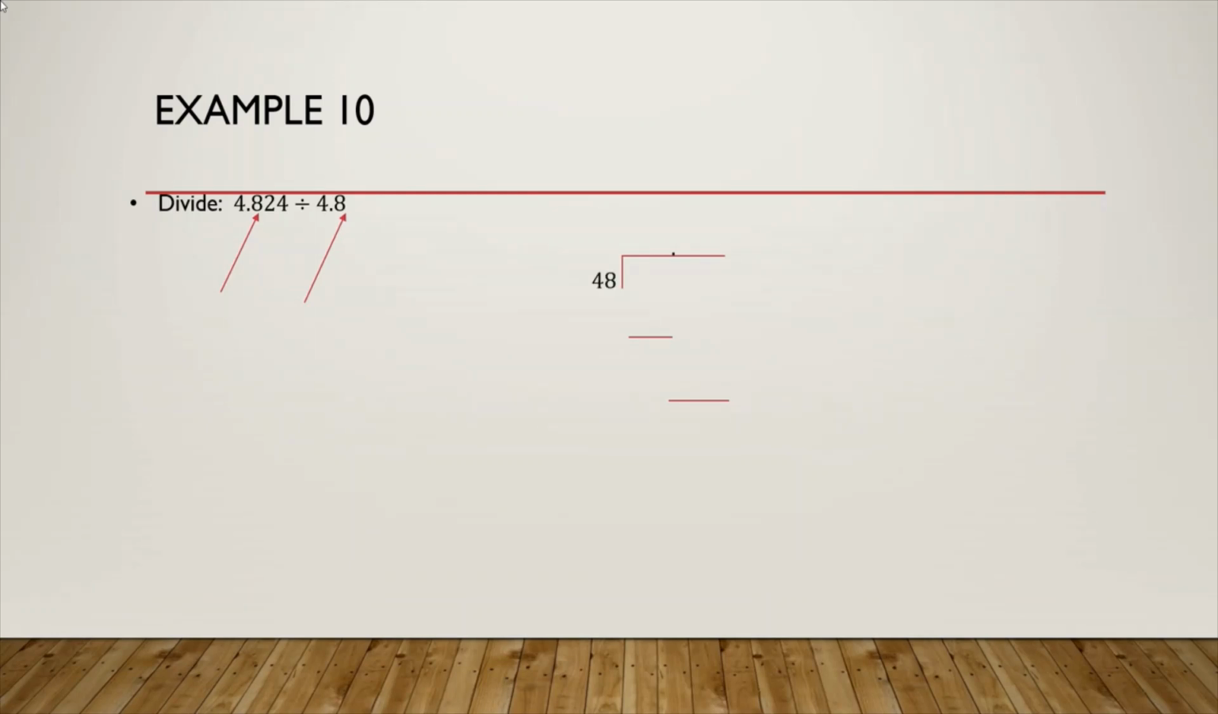So that would be 48. And that becomes, 4.824 becomes 48.24. How many times does 48 go into 48? 4 into 4, none. So you do 48. Does go into it once. So 1 times 48 is 48.